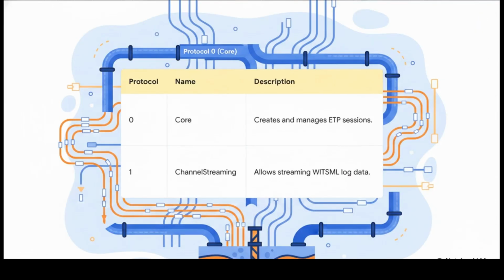So the crucial point is how we actually establish this stream. ETP uses a set of specific protocols to make it happen. To stream log data, you rely primarily on two stable ones. Protocol 0 is the core protocol. Its entire job is to create and manage the overarching ETP sessions. Then you have Protocol 1, which is called channel streaming. This is the actual engine that allows the continuous streaming of those log data channels. Let's take a look at how these protocols work together in the field.